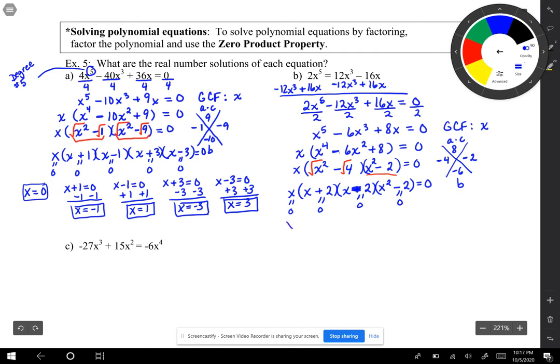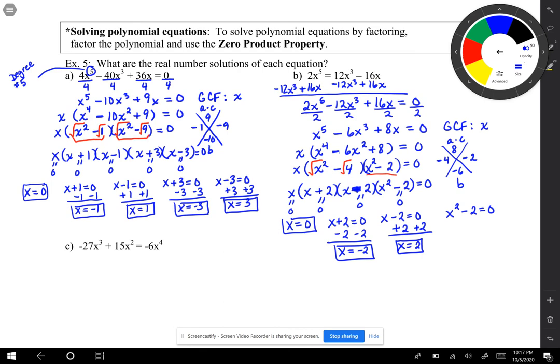So one of our answers is x equals 0. The other is x plus 2 equals 0. A third is x minus 2 equals 0. X squared minus 2 equals 0. Let's solve each one. So subtract 2, add 2. That's 3 answers, but we should have 5 answers.